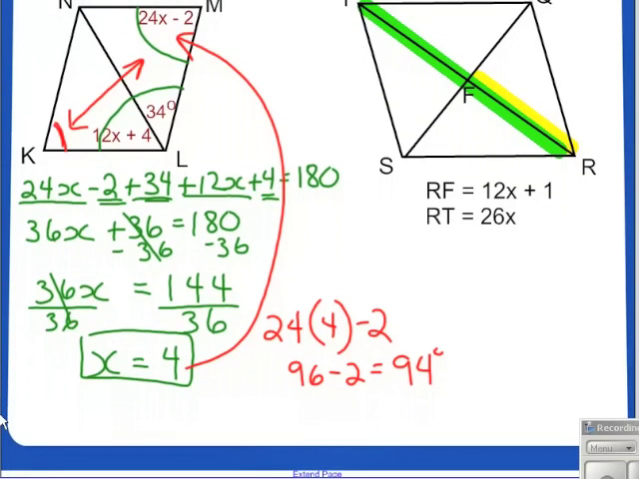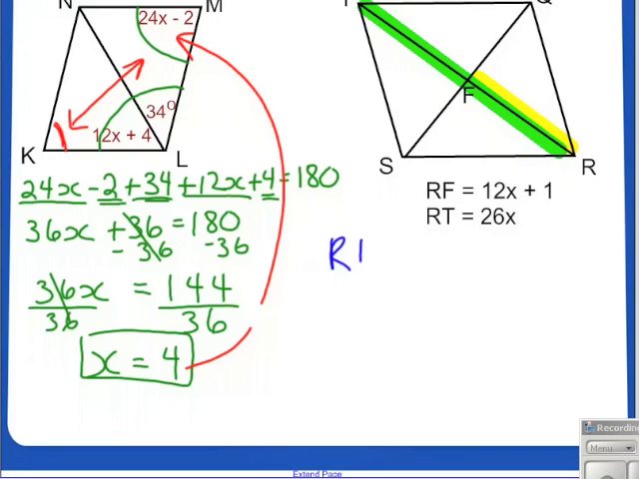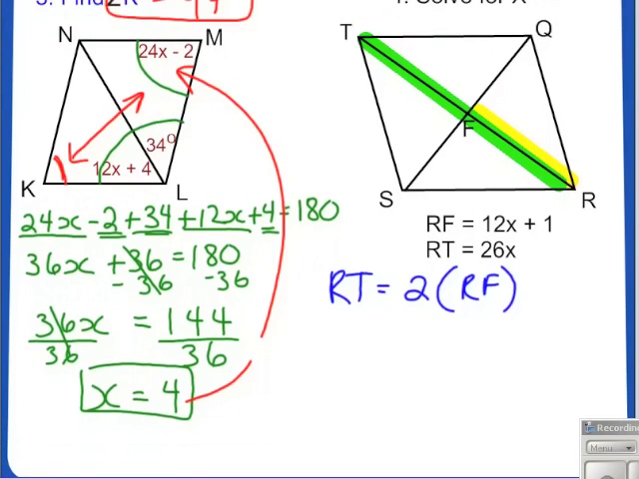All right, we're going to try to make sense of this. I'm going to erase what we did with the other problem over here. So we know RT, which is the longer segment, is equal to twice RF, the yellow segment. See, I'll put it back up so we can see it. So let's substitute the values for this. RT is 26x, and RF is 12x plus 1.